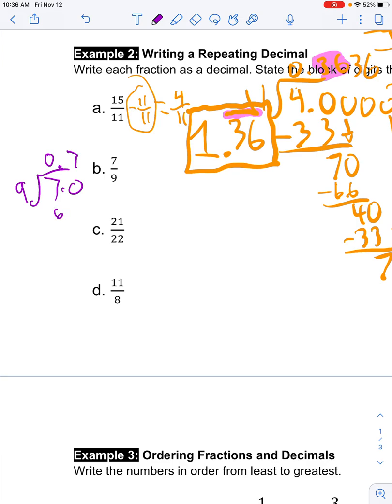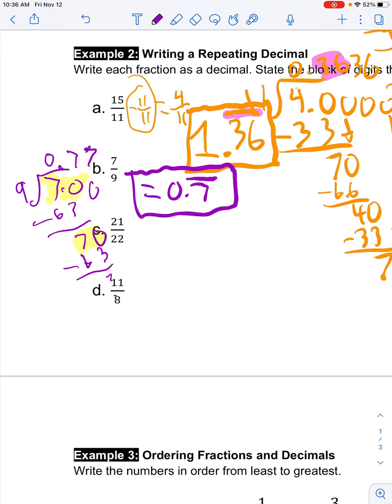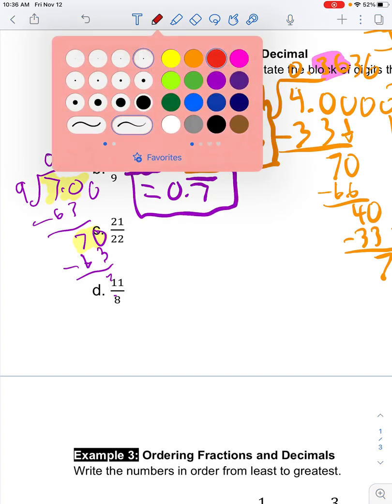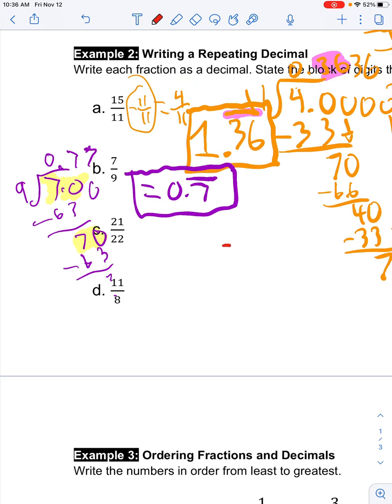How many times does 9 go into 7? 0. See here, this would be a 7, 63, 7, 0. This is exactly the same thing. Notice what's happening. I had 70 here. Now I have 70 here. So I'm only going to get the same answer over and over again. So I know that it's going to be 0.7 repeating.